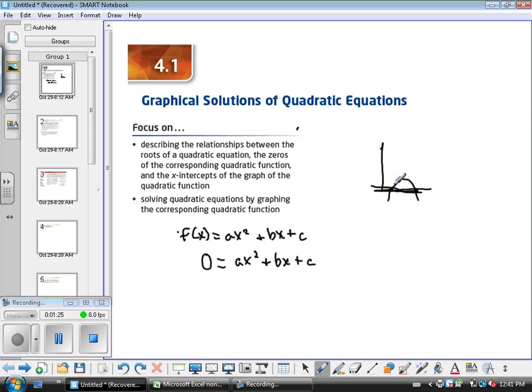So the zeros when you're just thinking of it as a function, or the x-intercepts when you're actually considering the graph. And then we look at how we would solve the quadratic equation by graphing the corresponding quadratic function. I kind of gave you a little bit of that with that diagram, just to show you that if you wanted to solve the quadratic equation represented by that, you can graph the function and find out where those zeros are. So that's basically the difference between 3 and 4.